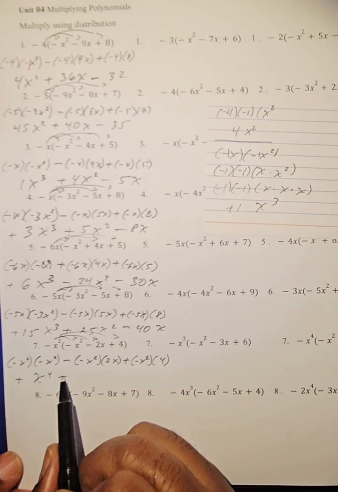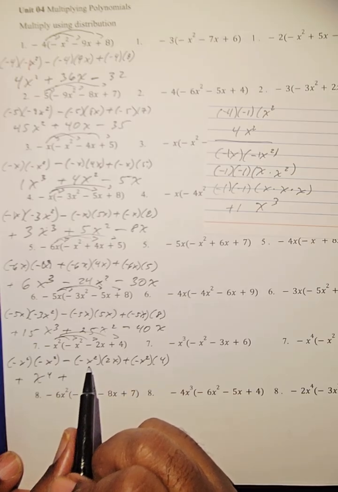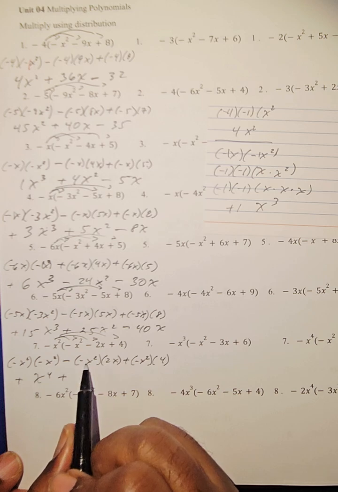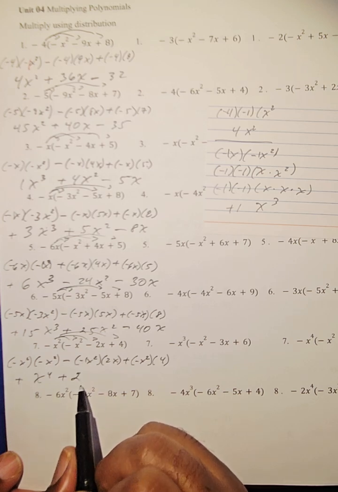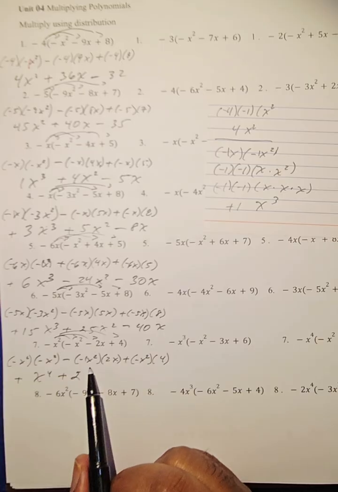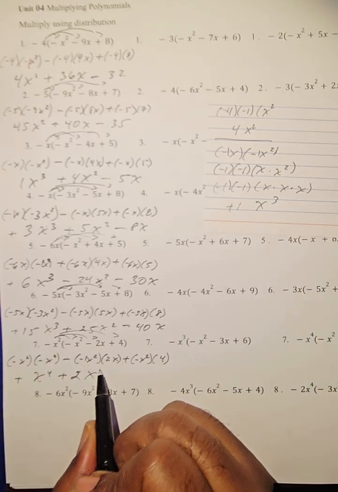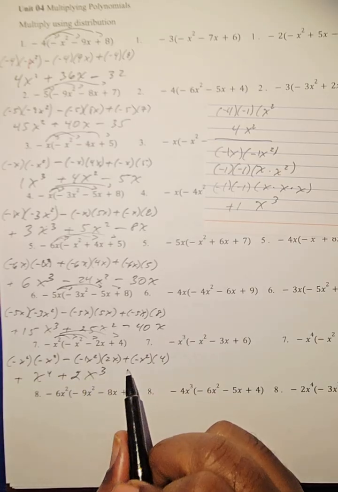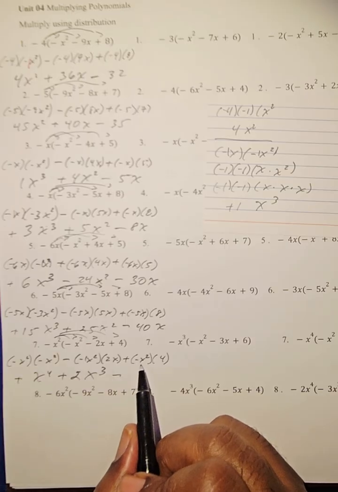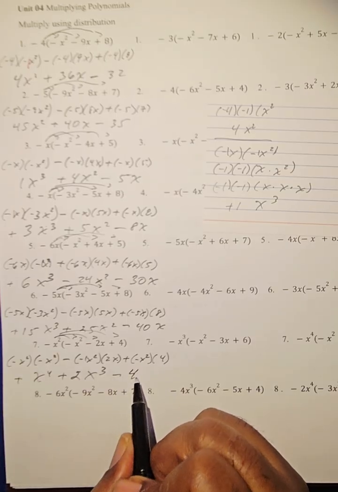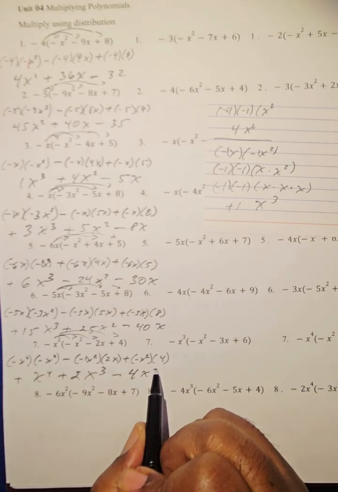Negative times negative gives us another positive, and 2 times the 1 here, 2 times 1 is 2. And we also have an x to the second times x, that's going to be x to the third. Here we're multiplying by one negative, so that's going to be negative. And x squared times 4 will be the same answer as 4 times x squared.